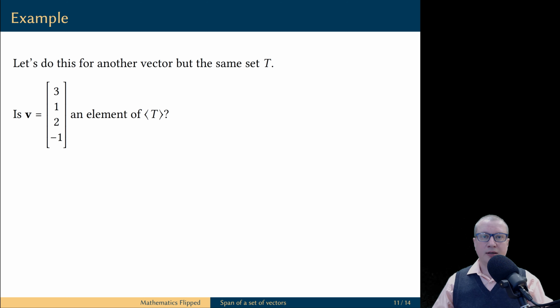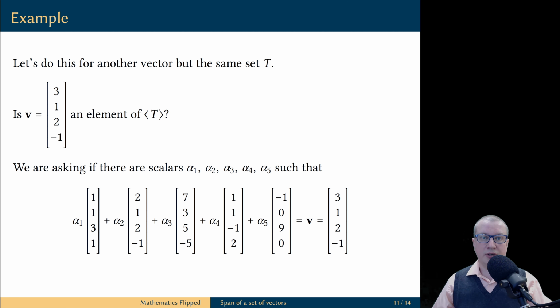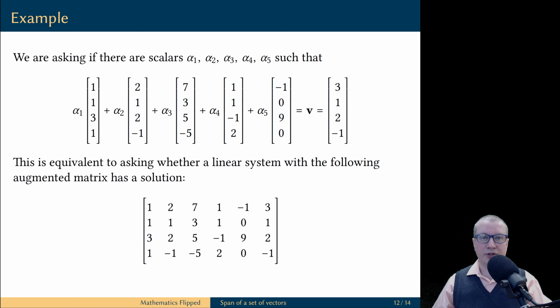Let's do this again. We have the same set of vectors T, the same span, but now we're going to take a different vector v. Same question. Is this vector a member of the span of T? We follow the same approach. Effectively, we're asking if this vector equation has a solution for the 5 scalars. But the solution of this vector equation in terms of the scalars alpha1 through alpha5 is the same as the solution of the linear system with the following augmented matrix.